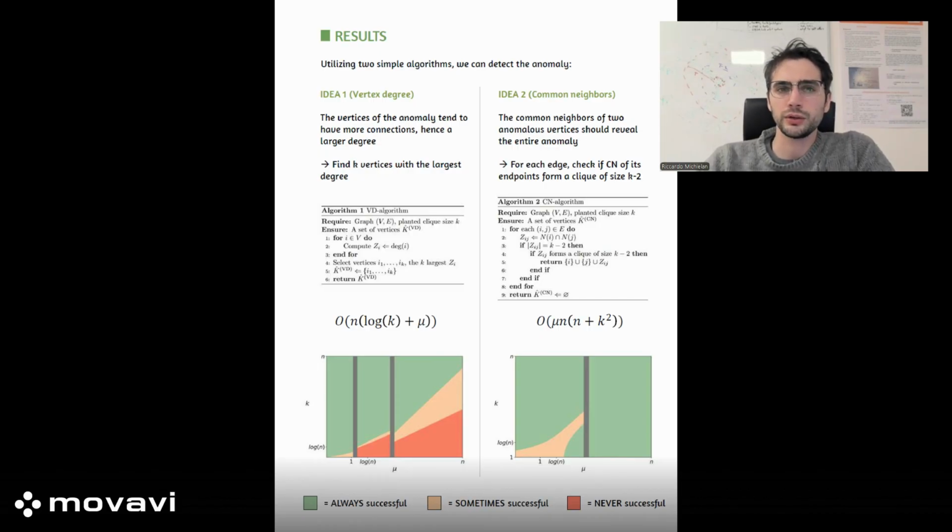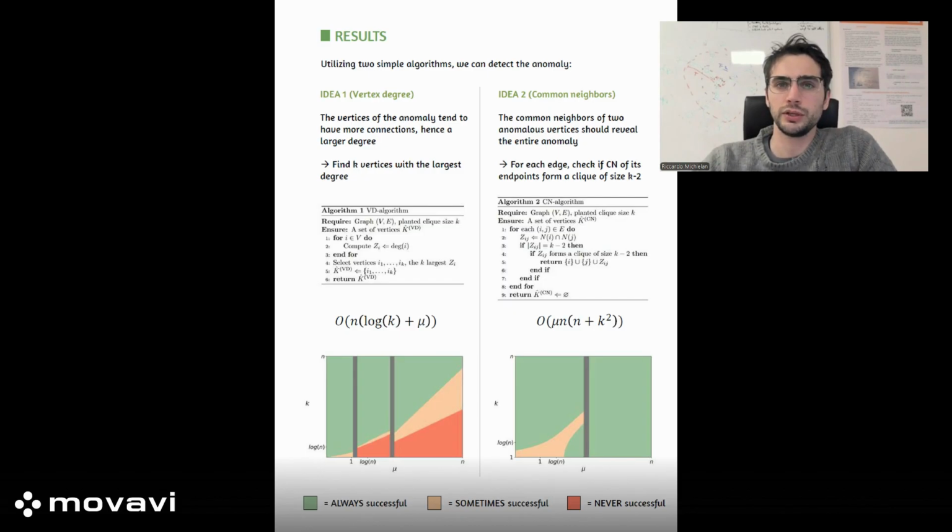The first idea was to use vertex degree. If the planted anomaly requires additional connections, this means that anomalous vertices also have larger degree. So you simply find the k vertices with the largest degree in your network and you assume they form the anomaly. The second idea is to use common neighbors.